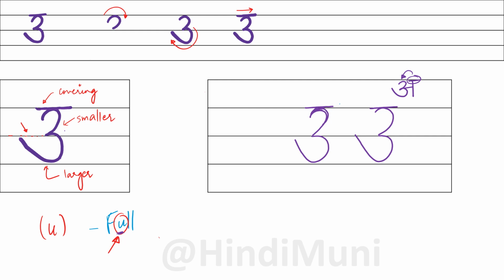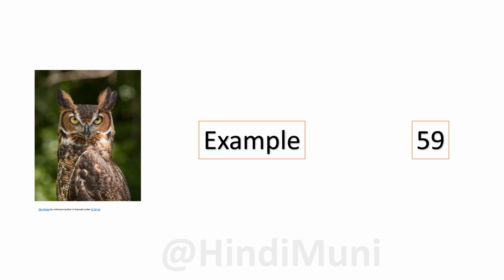You can see the movements over here too, the way you have to write it. So just once more, going smaller semicircle, then a larger semicircle, and then you make a horizontal line. Okay, so we look at a few examples now.